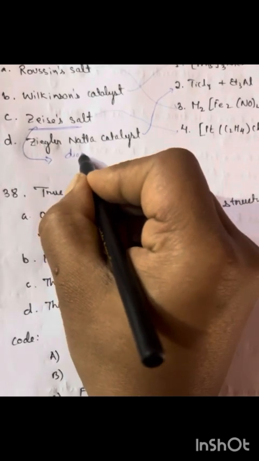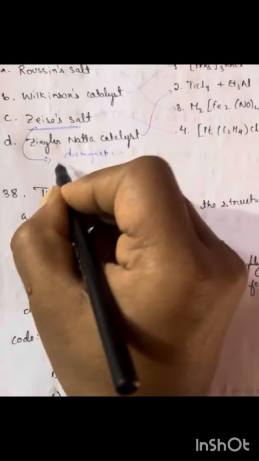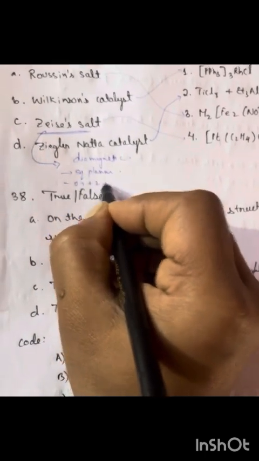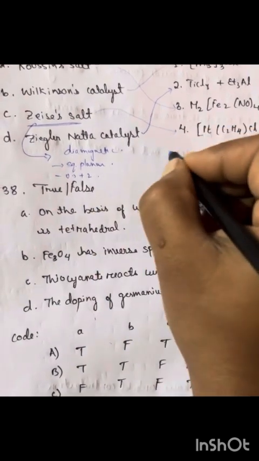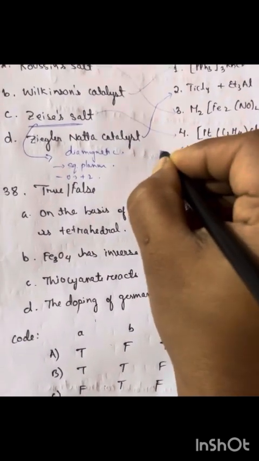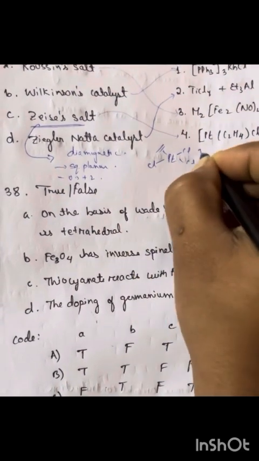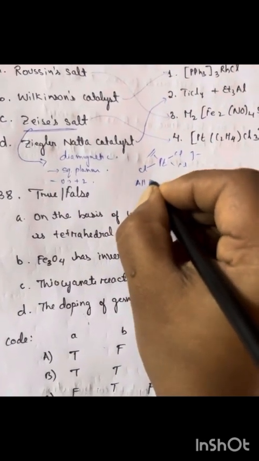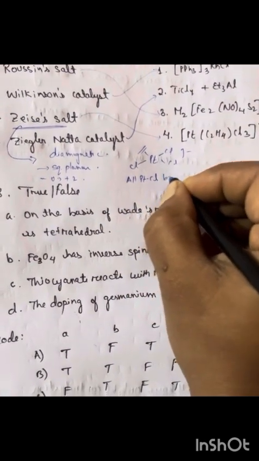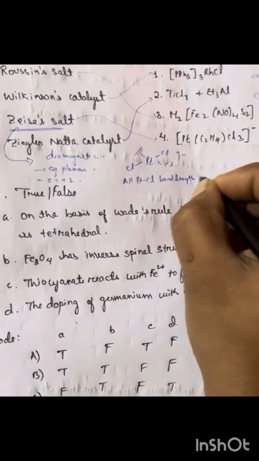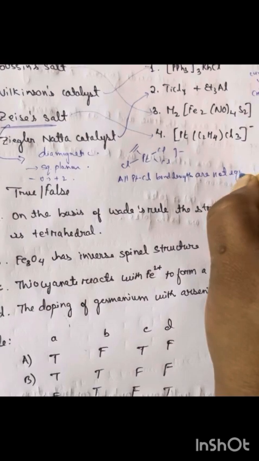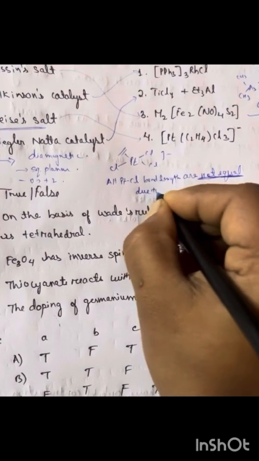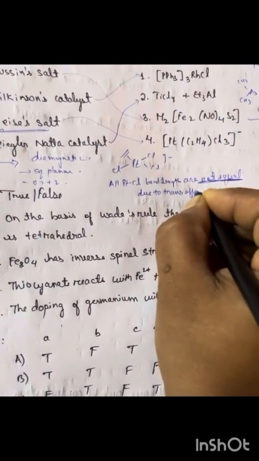About Zeise's salt, you should know it is diamagnetic, square planar, oxidation state +2. You remember the structure is like this: Cl, Cl, here the double bond, Cl, and here minus. Now all the Pt-Cl bond lengths are not equal. You remember these all are not equal. Why? Due to the trans effect. Very important point.